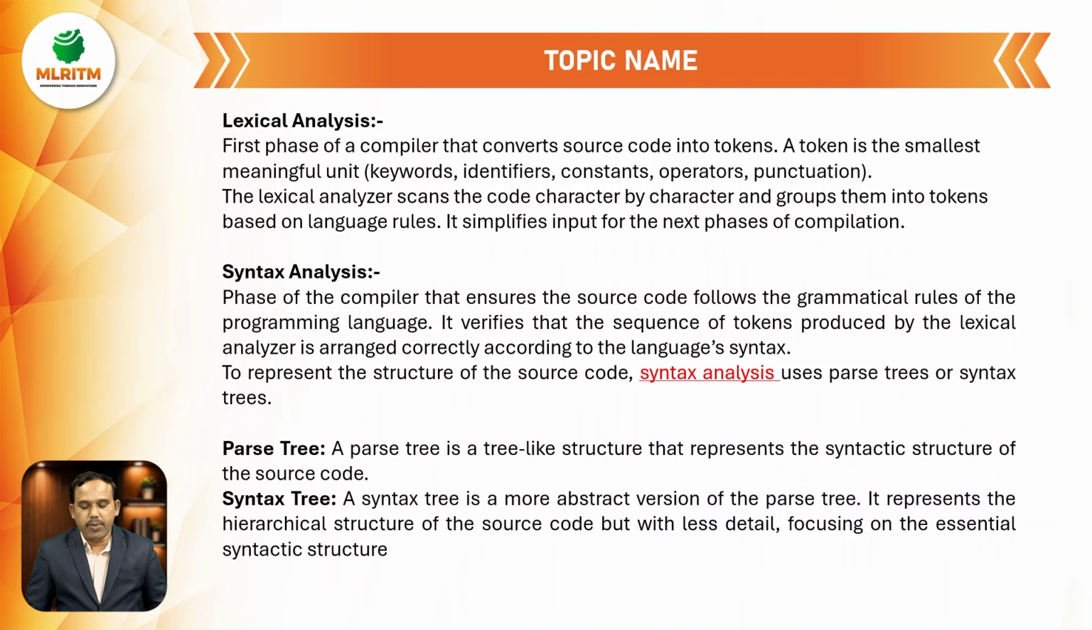For example, if the input is int a, b, then int is one token, a keyword, a is an identifier and another token, and b is another token. The lexical analyzer reads the input string from left to right, character by character, and produces the tokens. The tokens are keywords, identifiers, constants, and operators.